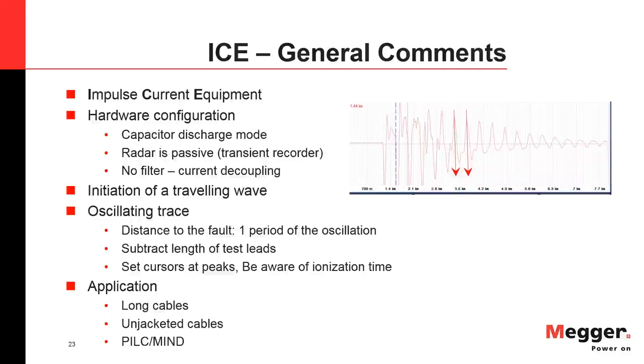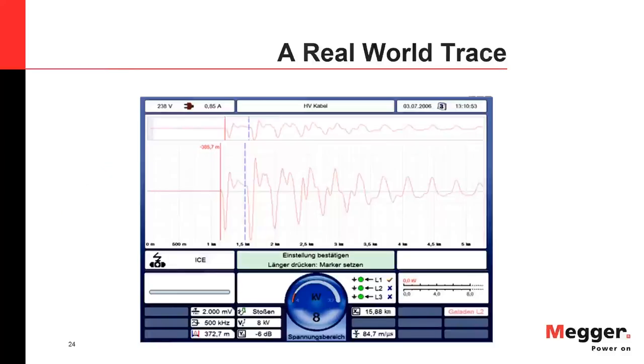Now, the distance to the fault, as I said, is the distance between those two peaks. So this is another real-world trace where the cursors have not been set yet. Never put the cursors over the first oscillation, because there's this effect. This is an extreme example. You have the ionization time of the air.